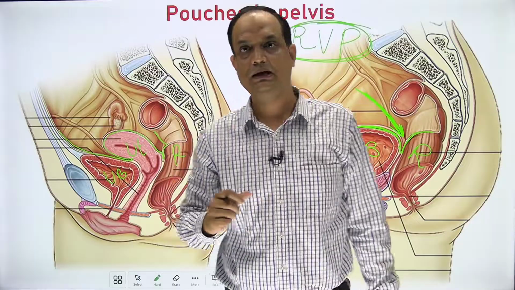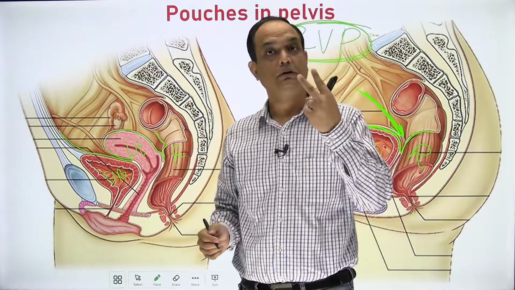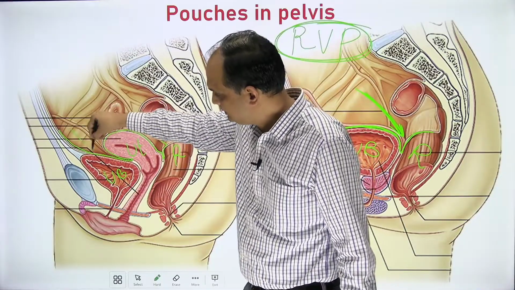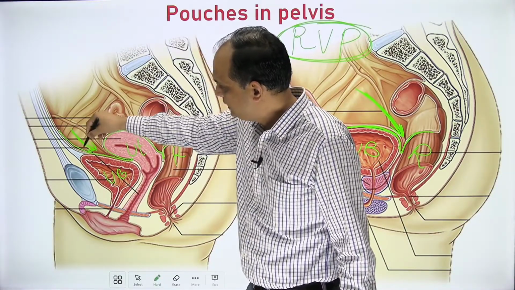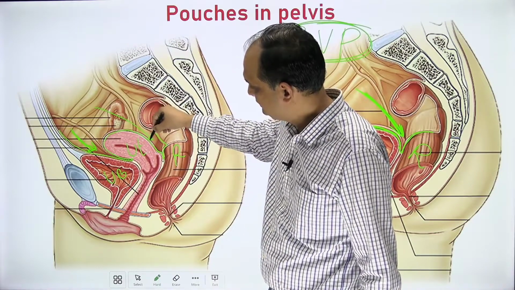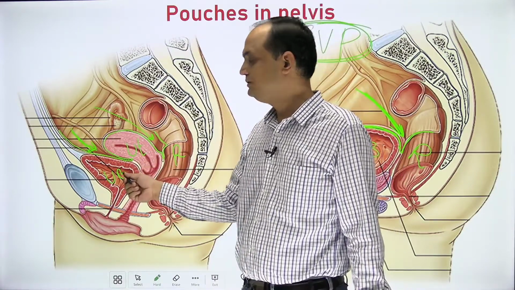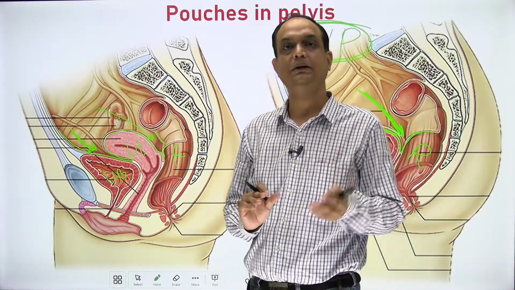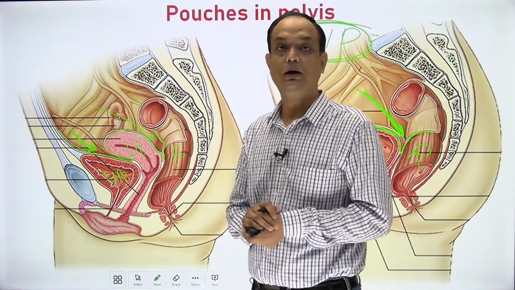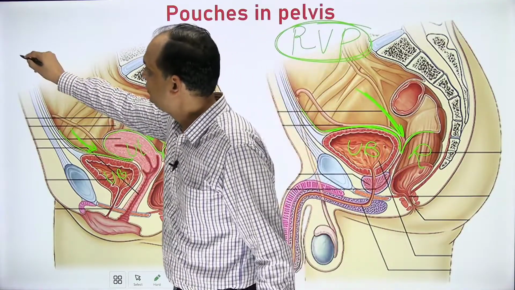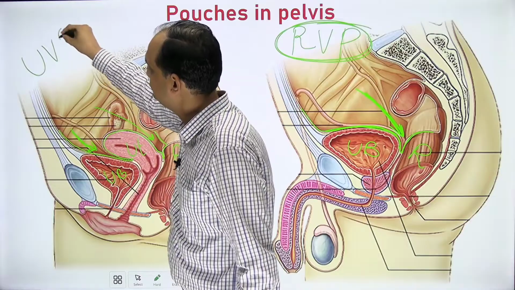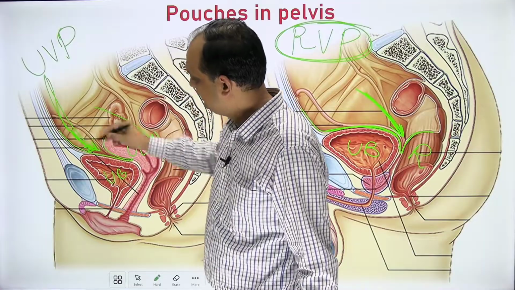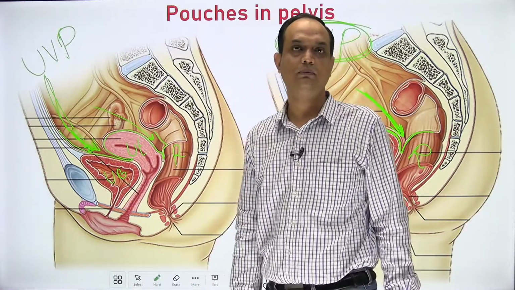But when you see the female, in the female you are able to see two pouches. The first pouch is anterior to the uterus and the other pouch is posterior to the uterus. Clear? Now this pouch is known as the uterovesical pouch. Vesical means something which is related to the urinary bladder, and this is known as the uterovesical pouch. So where is the uterovesical pouch? It is the pouch which is between the uterus and urinary bladder.